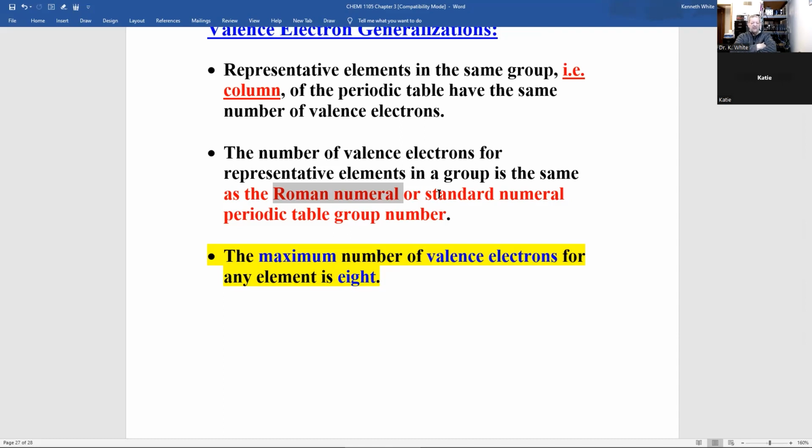The maximum number of valence electrons for any element is 8. You can't have 9. You find a way, an element that has 9 or more than 8 valence electrons, will be rich beyond Dr. White's wildest dreams. When I say wildest, I mean wildest.